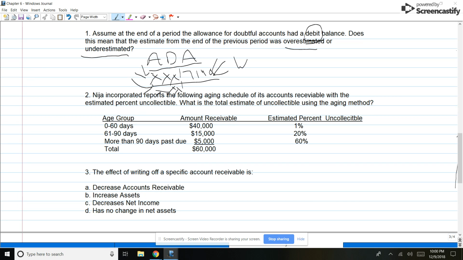Remember, this is what they think they won't collect for 2018. What they think they won't collect for 2018 is the 7,140. And then this number right here, which is greater than 7,140, is what they actually don't collect during 2018. So that's why we end up with a debit balance. So they underestimated how much they thought they weren't going to collect. Hopefully that made sense.